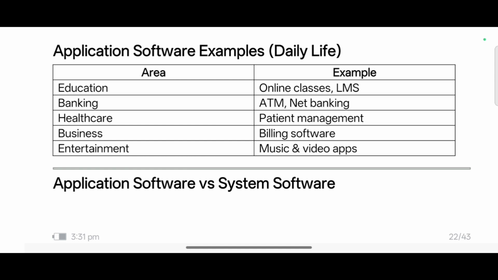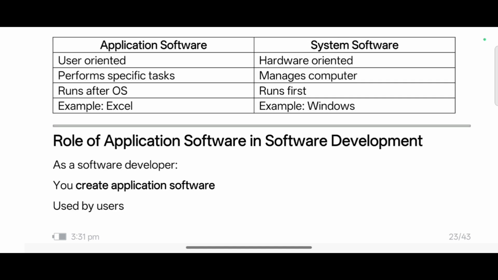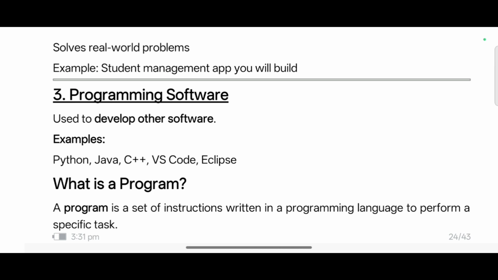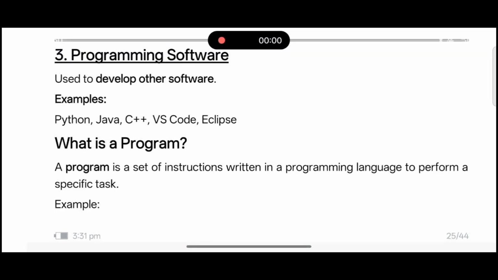Application software versus system software. The difference is that application software is user oriented, performs specific tasks, and runs after the operating system. Example: Excel. System software is hardware oriented, manages the computer, and runs first. Example: Windows. Role of application software in software development: as a software developer, you can create application software used by users to solve real world problems. Example: a student management app you will build.